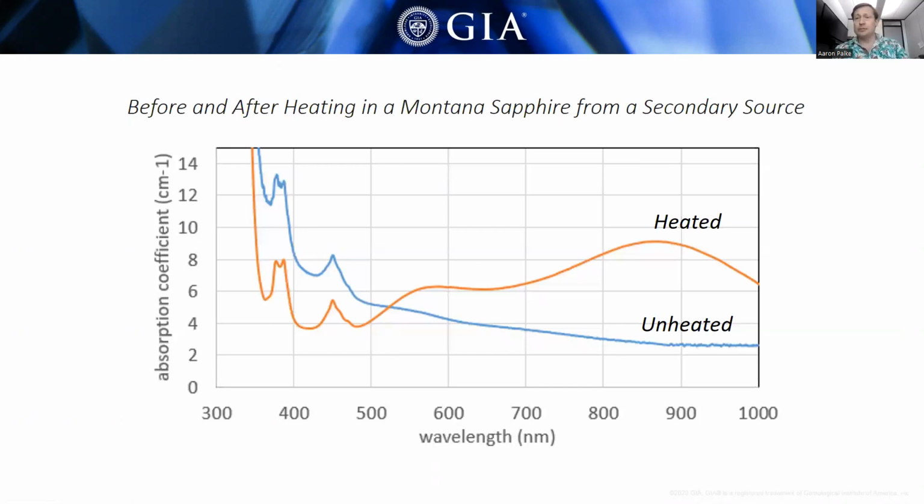This is shown spectrographically here. The blue line is the spectrum of the stone before heating. The orange line is the spectrum of the stone after heating. So you can see this dramatic change in the spectrum as well. And again, we have the growth of this absorption band at 580 nanometers after treatment of the stone. So we know that we're inducing these iron titanium pairs by heating the stone.